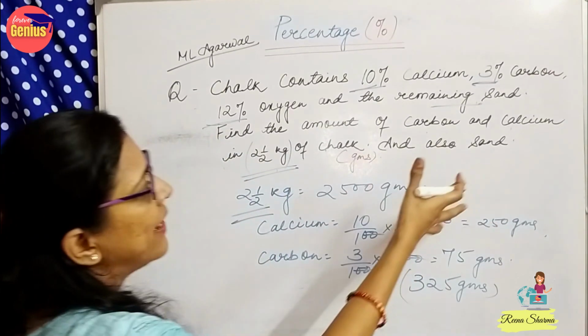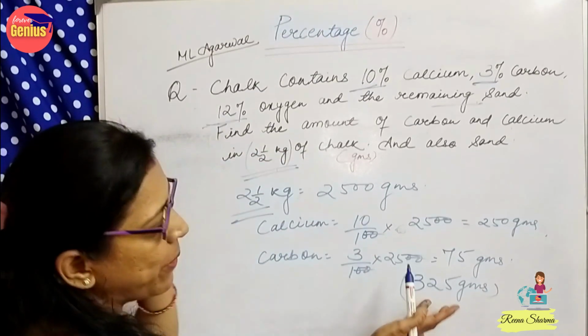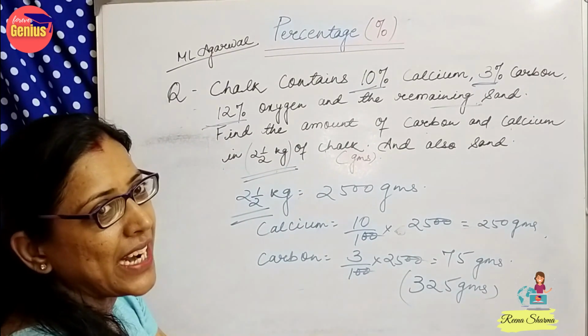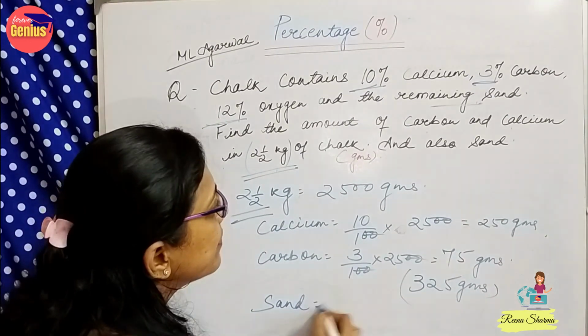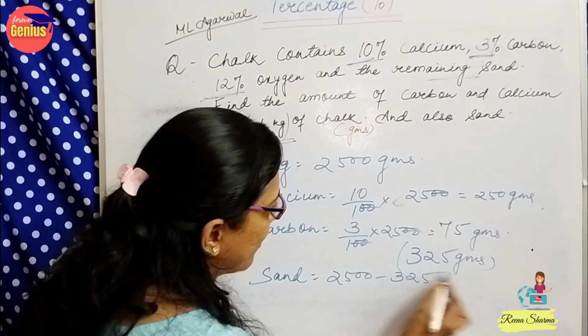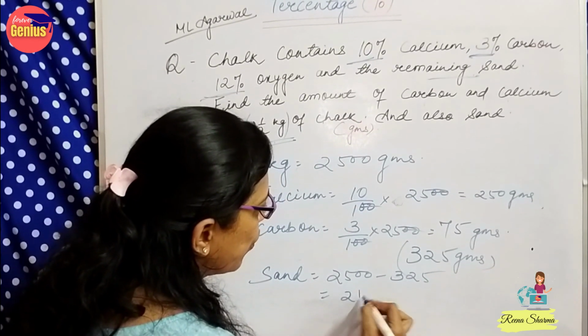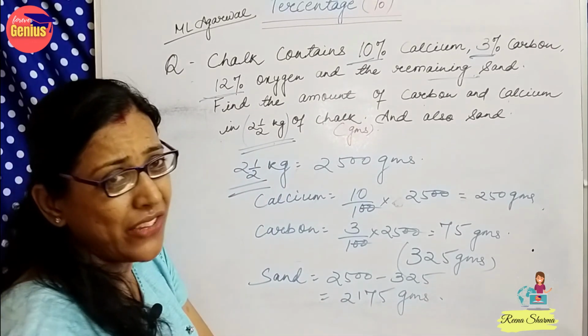So what will be sand? Apart from doing calculation, we can simply subtract it from this so that we can very easily get the value of sand. So sand is equals to 2500 minus 325. This is equals to 2175 grams. Isn't it very, very easy?